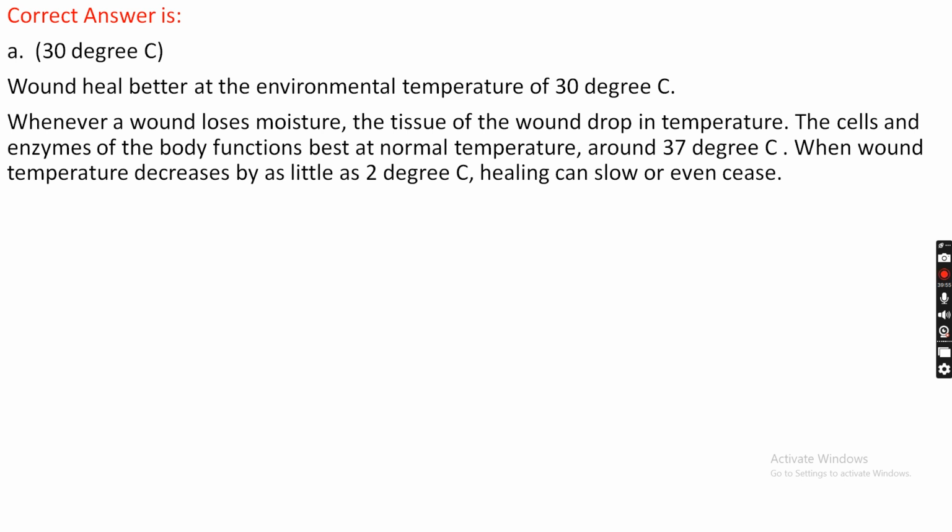Whenever a wound loses moisture, the temperature of the wound tissue will drop. The cells and enzymes, we all know, work best at the normal temperature, that is around 37 degrees Celsius. And when the temperature decreases by as little as 2 degrees Celsius, healing can be slow or even cease.